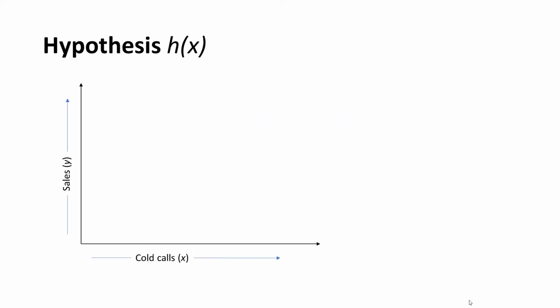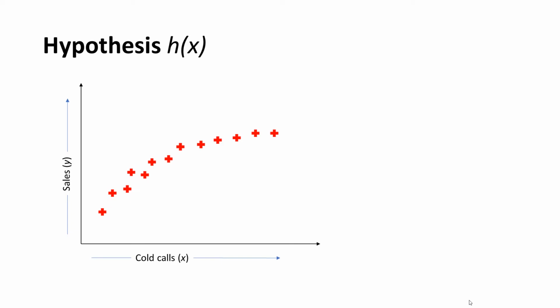Now let us try to understand that with a regression problem. Let's say there is a company which does cold calls to convert the leads, and accordingly the sales of the company is affected. Let us say over some past months, the company has recorded that with the number of cold calls, this is how the sales are affected.